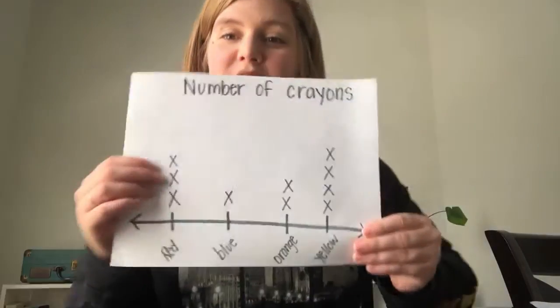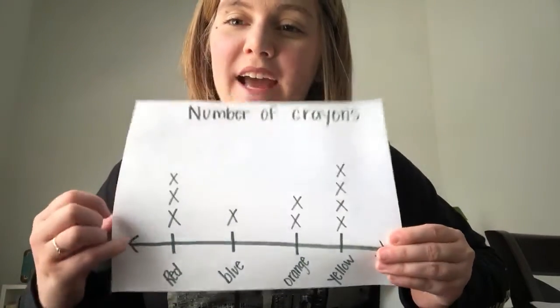So, just to remind you, a line plot is a chart that gives you information about how many of something you have. So here's my example for you. Say you had a pile of crayons and you wanted to see how many you had of each color. Maybe you had some red, maybe you had some blue, some orange, and some yellow. So this might be what my line plot looks like.